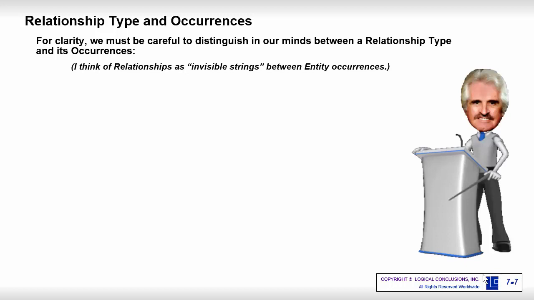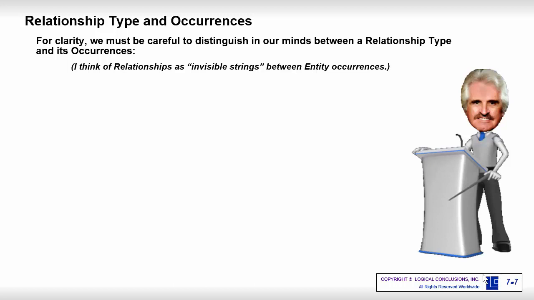Before going further, let me clarify a relationship type and its occurrences. I made a similar comment in regards to entities in the last section. For clarity, we must be careful to distinguish in our minds between a relationship type and its occurrences. First, I want to let you know that I think of relationships as invisible strings between entity occurrences.